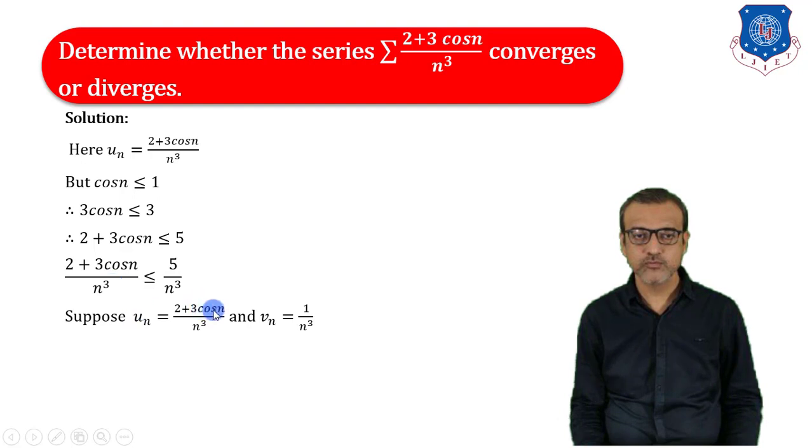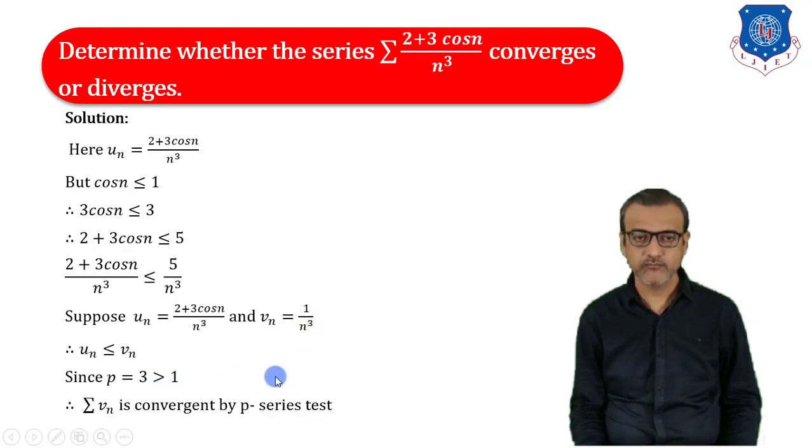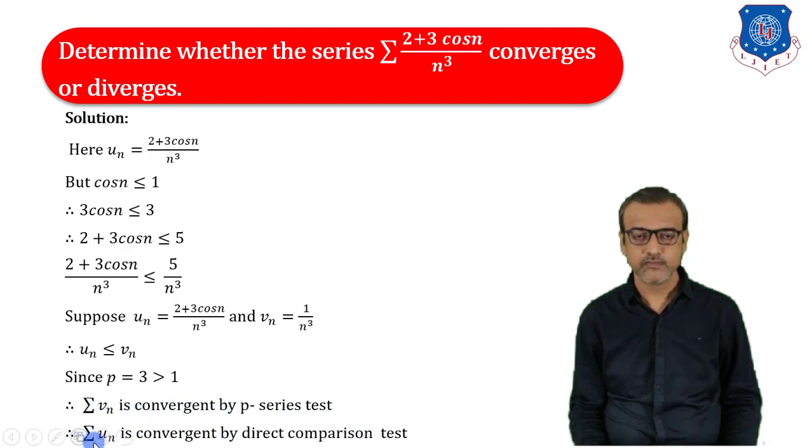Suppose un equals (2 plus 3 cos n) upon n cube and vn equals 1 upon n cube. Therefore un is less than or equal to vn. You can see from this, this is un and this is vn. Vn is 1 upon n cube, so definitely this is going to be less than 1 upon n cube. So we have un less than or equal to vn. Since this value, which is 3, is greater than 1, sigma vn is convergent by the p series test. Therefore sigma un is convergent by the direct comparison test.